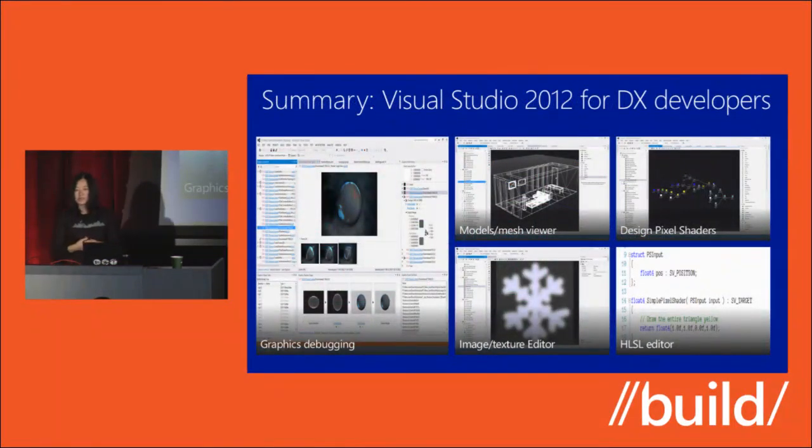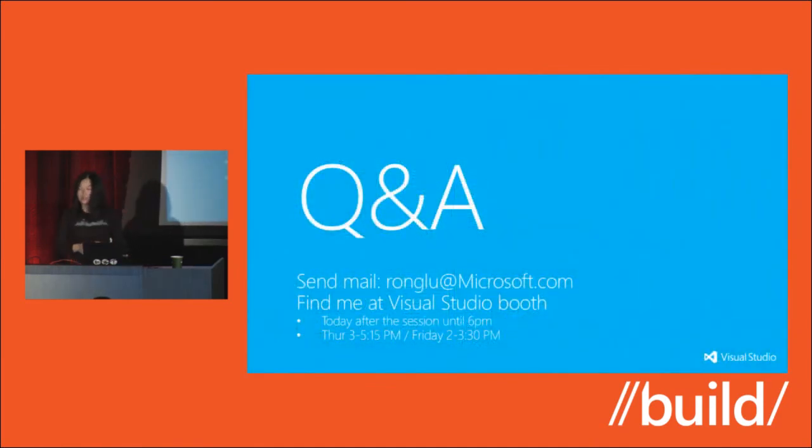So just to summarize, we have seen a lot of tools added in 2012. This is probably the most we have added for graphics development ever in Visual Studio history. So there's graphics debugging, a model viewer, an image and texture editor. You have a designer for pixel shaders. You have HLSL editor and compilation all built in. So with that, I think I still have 6 minutes for some questions.